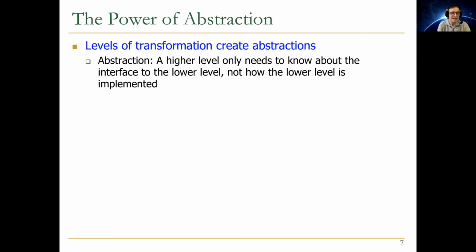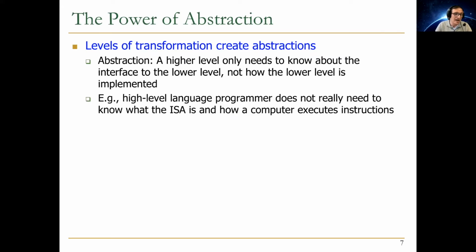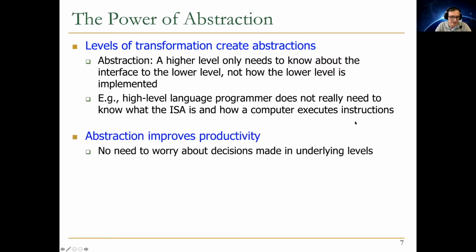For example, whenever you're writing a program, you normally don't care about the operating system, right? Or the ISA, instruction set architecture, and certainly not the microarchitecture usually, because your program is independent. Your program gets translated to whatever is going to be executed at those layers. Okay, so a high-level language programmer does not need to know about the ISA, because the compiler will take care of that translation, or how a computer executes instructions, right? Abstraction is great because it improves productivity, right? No need to worry about decisions made in underlying levels. So you can keep sane, let's say.